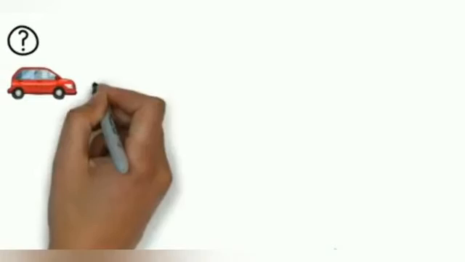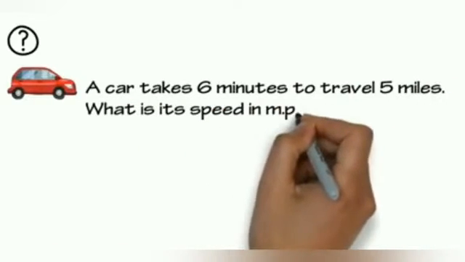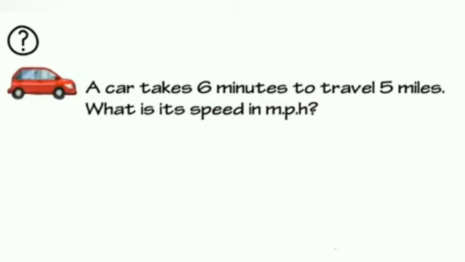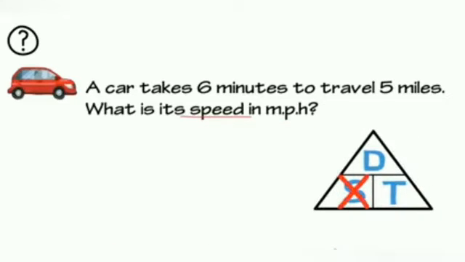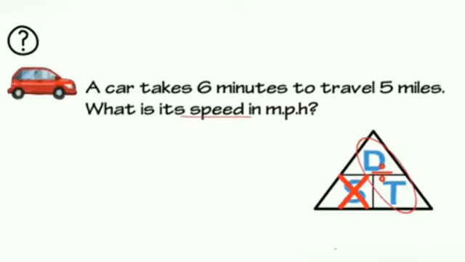Let's apply this to some questions and work through an example of each. A car takes 6 minutes to travel 5 miles. What is its speed in miles per hour? So, for this question, we need to find the speed. So we cover up the S on our triangle, which indicates we need to divide distance by time.